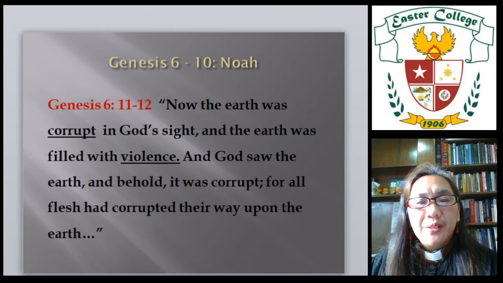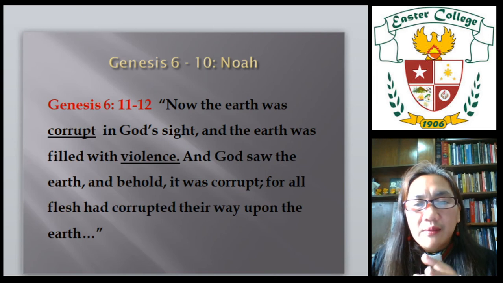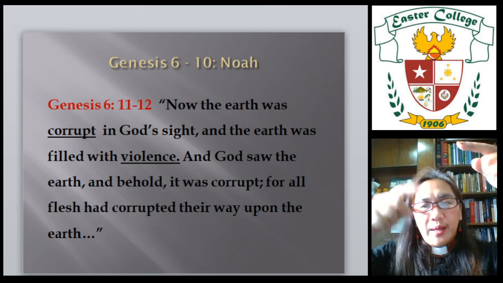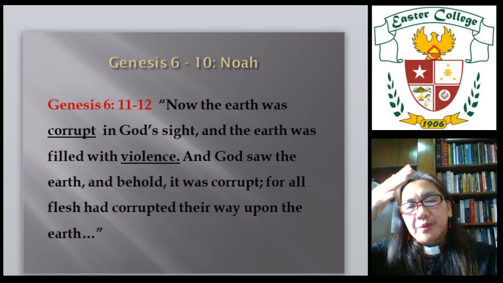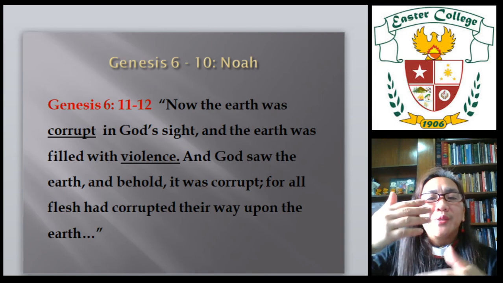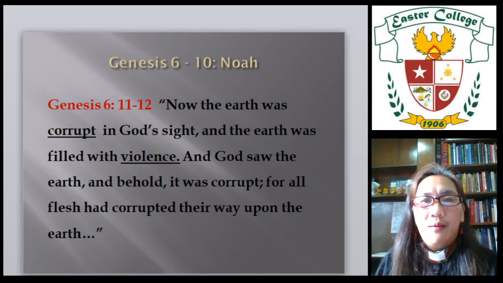And in Genesis chapter 6, verses 11 to 12, you will find this: Now the earth was corrupt in God's sight, and the earth was filled with violence. And God saw the earth, and behold, it was corrupt, for all flesh had corrupted their way upon the earth. So kung basahin mo yung chapter 3 up to chapter 11, it talks about how man became wicked talaga. Naging masama talaga yung tao.